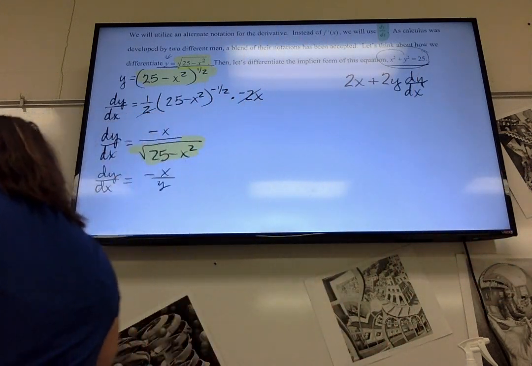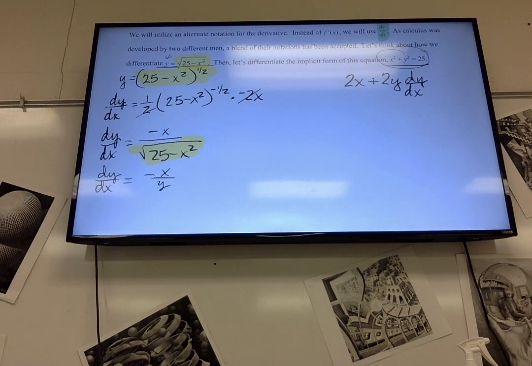Equals, what's the derivative of 25? 0. Yeah, the derivative of a constant is 0. Okay, we want to get dy dx all by itself, so we're going to subtract 2x.